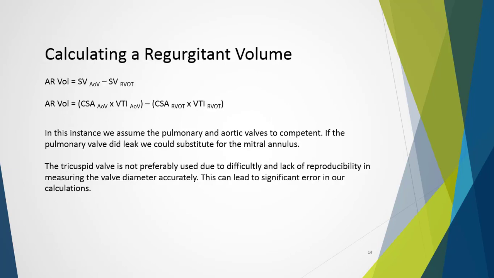So how do we go about calculating regurgitant volumes? We know that the regurgitant volume is stroke volume through the leaking valve minus the competent valve. Expanding upon our formulas: cross-section of the aortic valve times the VTI, minus the cross-section of the RVOT times the VTI. In this instance, we assume the pulmonary valve to be competent. If the pulmonary valve did leak, we could substitute another area, say something like the mitral annulus.